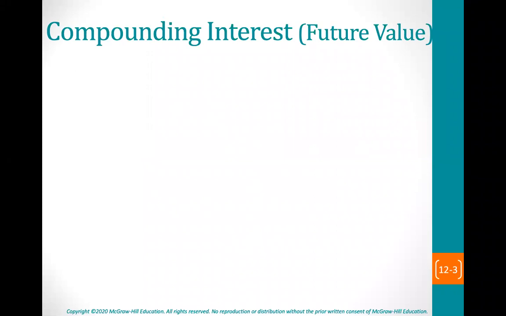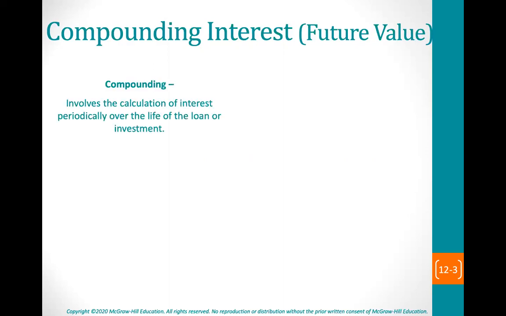So far, when we've talked about interest, we've only talked about simple interest, which is interest on principal alone. Simple interest is paid either at the end of a loan period or deducted in advance. Interest can also be compounded. Compounding involves the calculation of interest periodically over the life of the loan or investment. After each calculation, the interest is added to the principal. Future calculations are on the adjusted principal, the old principal plus interest.